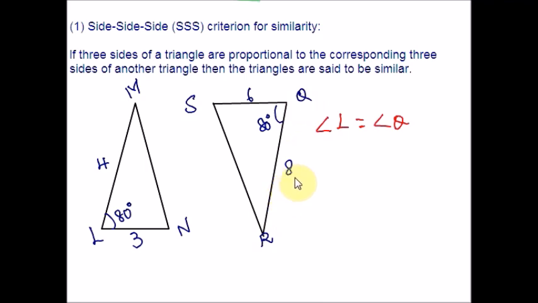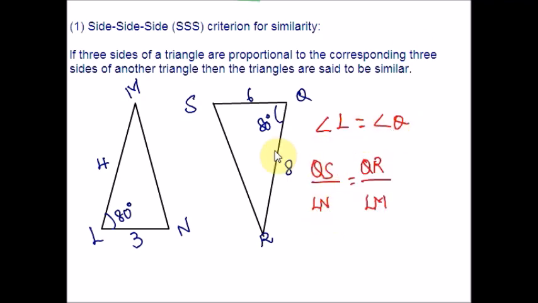8 is a multiple of 4, 4 times 2 is 8. Same way, the side LN is 3, and 3 times 2 is 6. We have the same measurement for SQ. It has been increased twice. So the proportion can be written in this way. This is for one angle and two sides.